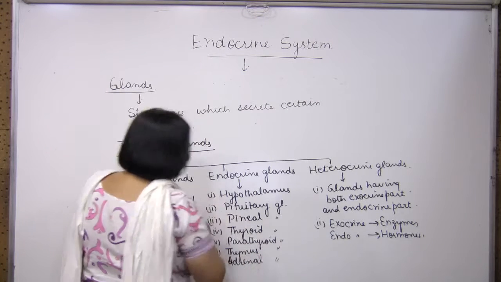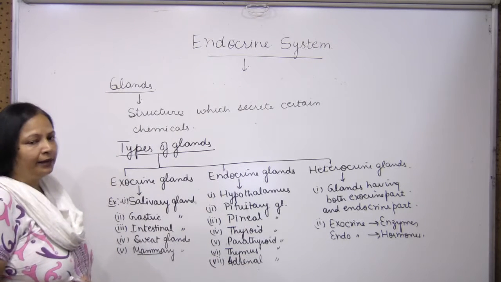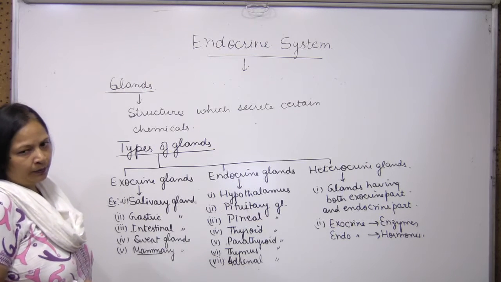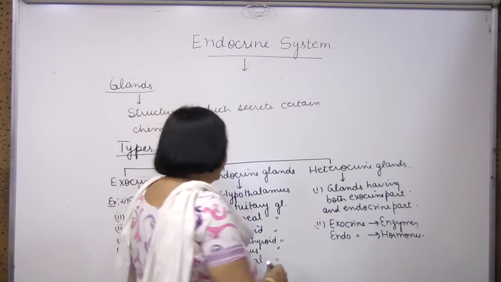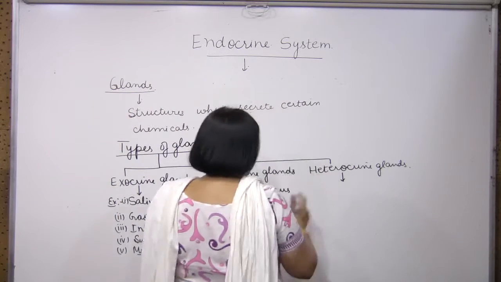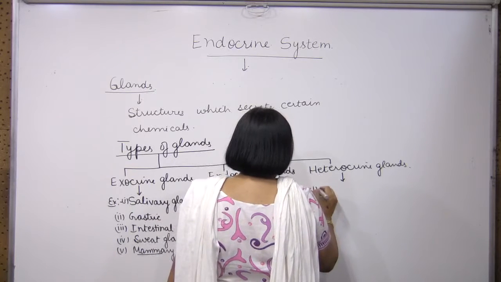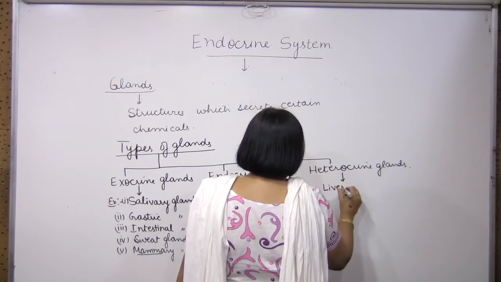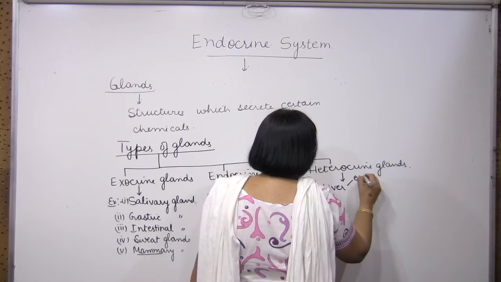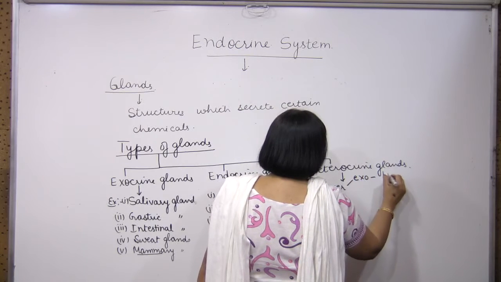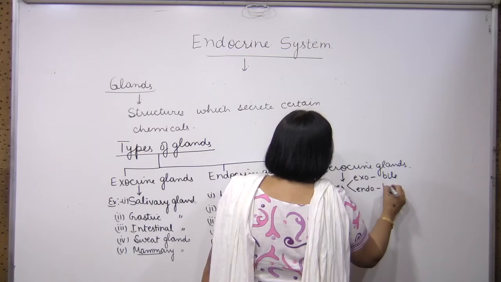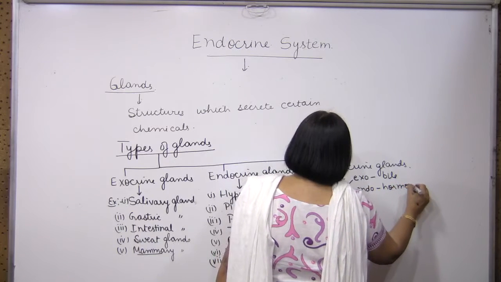Adrenal glands above the kidneys. Adrenal. Renal means kidneys. Ad means above. Above the kidneys. Then endocrine glands. Liver. Its exocrine part secretes bile. Endocrine part secretes hormones. I will tell you later.